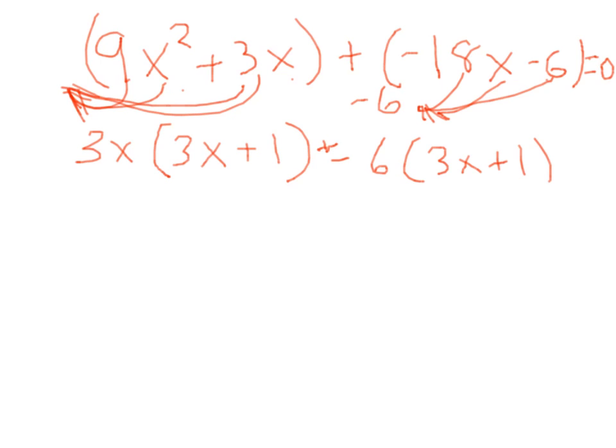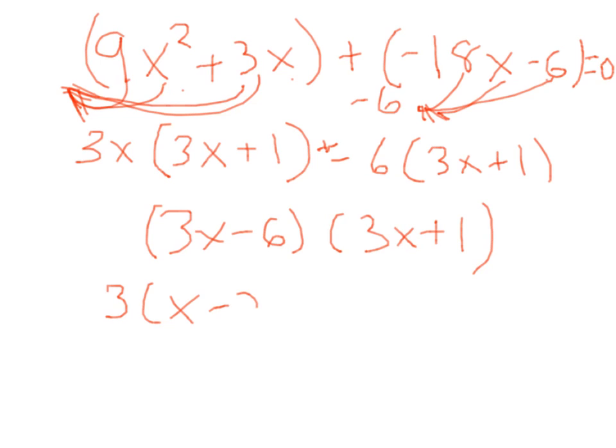Now this is important because that means we can factor by grouping and do 3x minus 6 times 3x plus 1. Now this is not factored completely because 3x minus 6 still has a factor of 3 in it. See, 3 goes into 6, so I can take out 3 there, and that'll make this equation easier. So it'll be 3 times x minus 2, times 3x plus 1. And there's no common factors here, so that's completely factored out correctly.